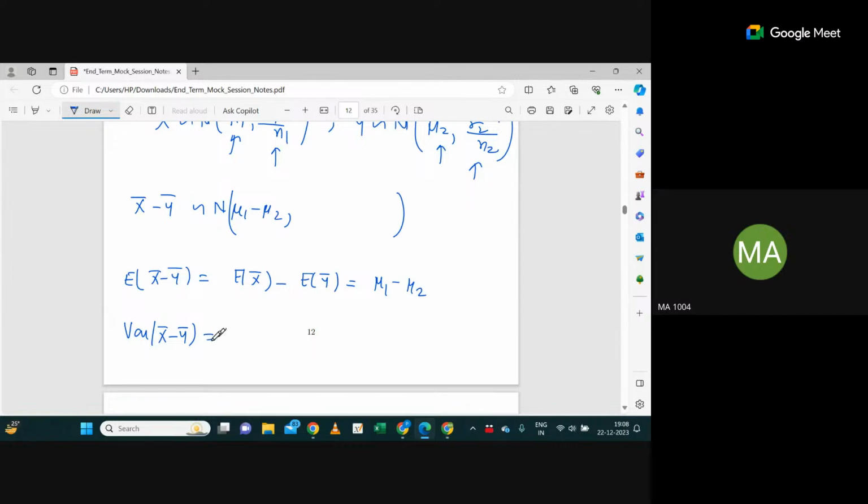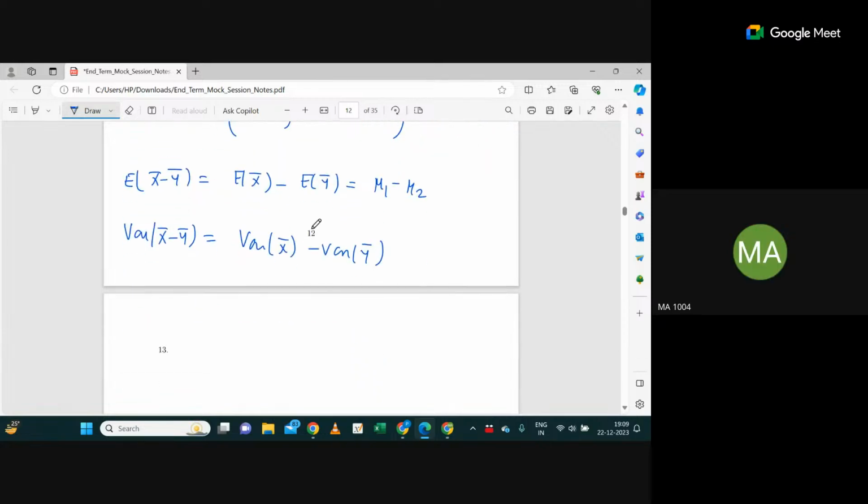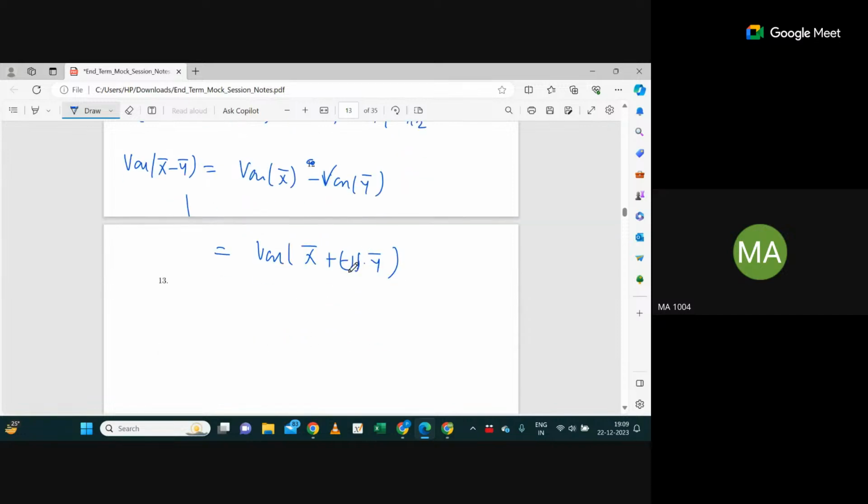Now you will tell me. Suppose both samples are independent. Variance of x bar minus variance of y bar, this will be right? Are you sure? Just think. It should be plus. Why? Because the variance of x bar minus y bar, I can write as the variance of x bar plus minus 1 times y bar. So be clear with these things.